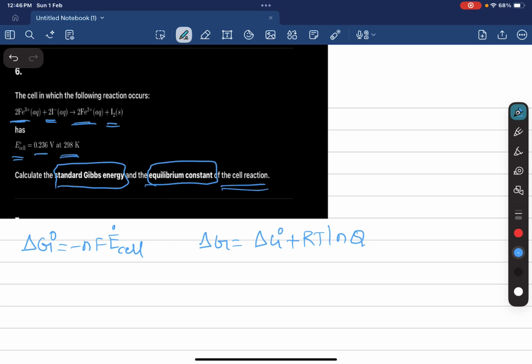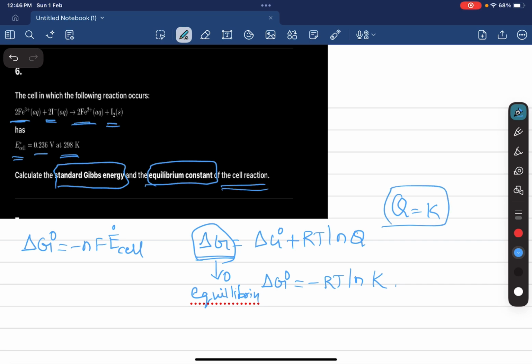This is the base formula for this, but at equilibrium delta G is 0, so you can take delta G naught equals minus RT ln K. At equilibrium Q becomes K, so Q can be written as K. So delta G naught equals minus RT ln K. You can also write this formula as delta G naught equals minus 2.303 RT log K.